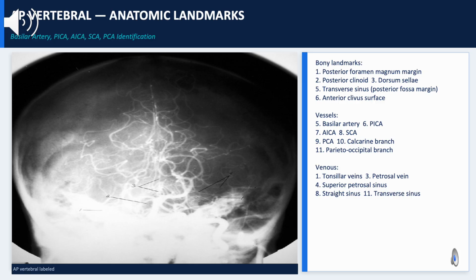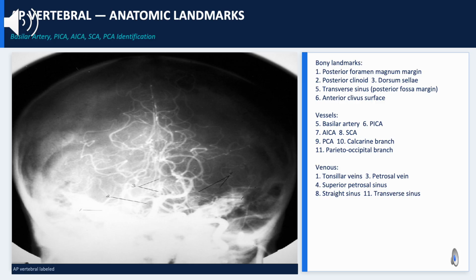See normal variants. PICA origin (6) should be bilateral and symmetric. Asymmetric or absent PICA fills indicate a hypoplastic or isolated PICA variant. The calcarine (10) and parieto-occipital (11) PCA branches should extend to the inner table. Failure to reach the inner table suggests posterior fossa mass effect or hemispherectomy territory.